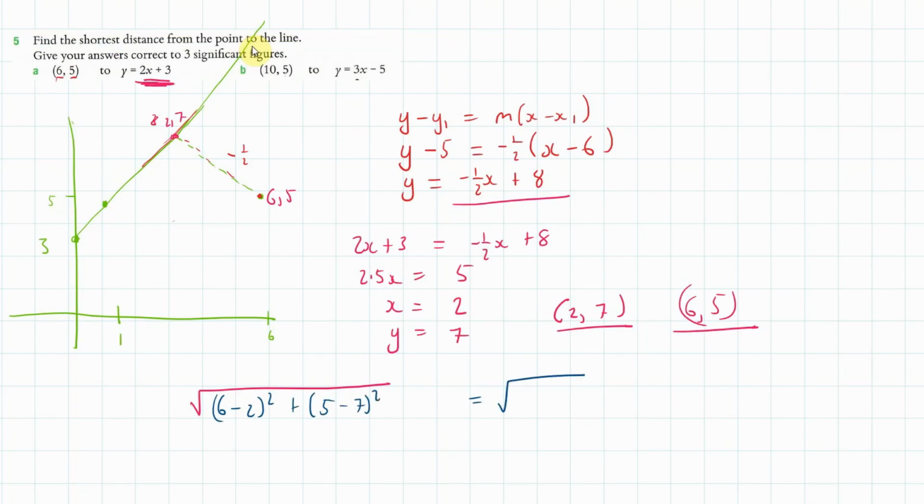So we get the square root of 16 plus 4, so I think it should be square root 20. Now, square root 20 is square root 4 times square root 5, which is equal to 2 square root 5. And if they want 3 significant figures, that's equal to 4.47 centimeters or units. 4.47. Okay, and that would be how I would solve those ones.